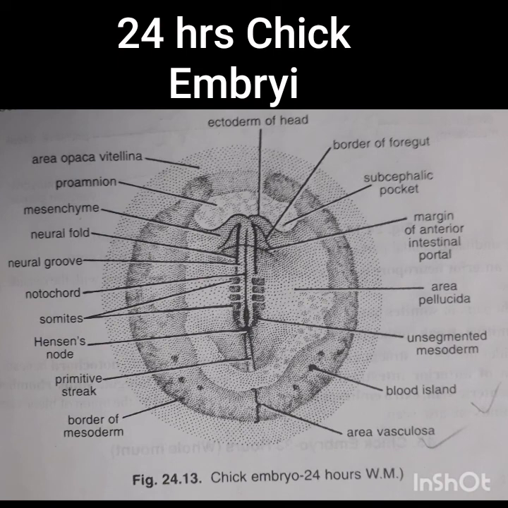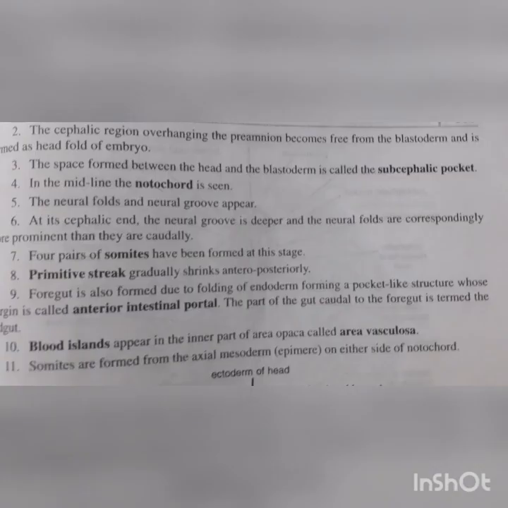The blastoderm has two regions. The central area is called the area pellucida, and the peripheral area surrounding the pellucida is called the area opaca. The area pellucida is transparent and the area opaca is dull.